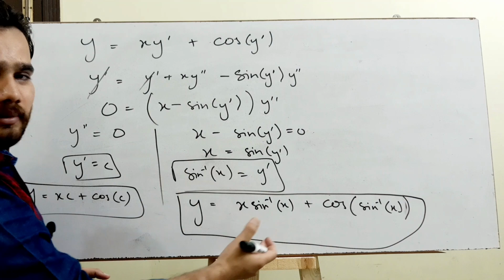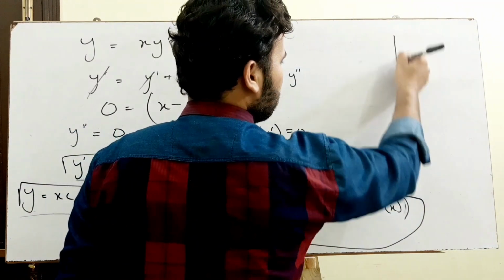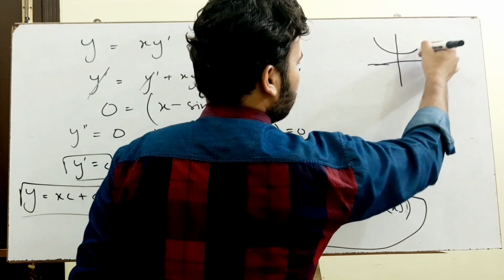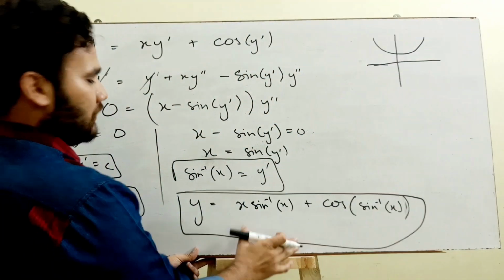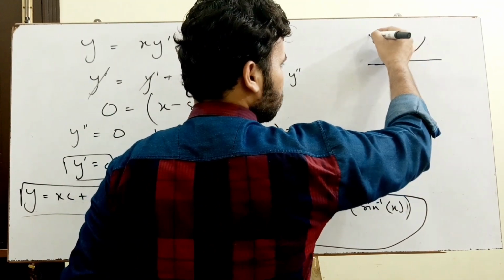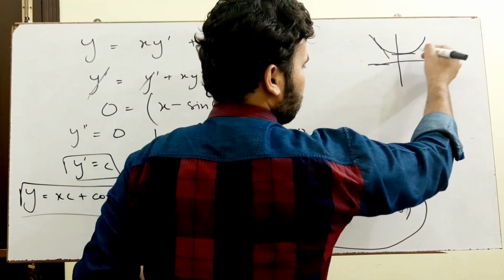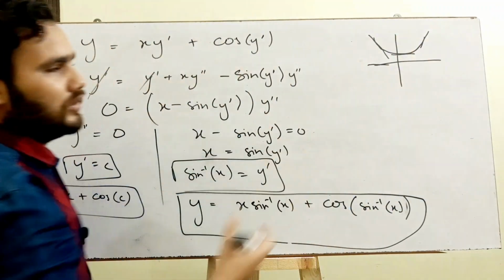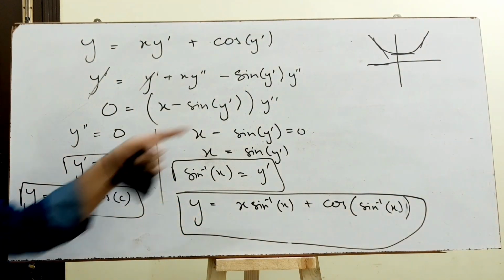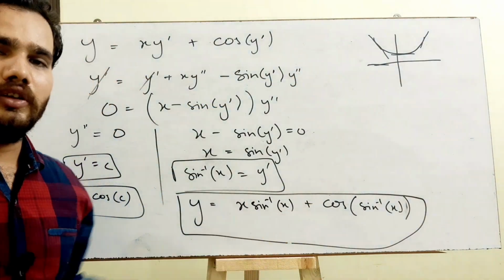The graphical behavior of both is just like this. If this is x and this is y, then this is the curve, and all the solutions will be just like this: straight lines. Sorry, my drawing is not good, but you can see that all the straight lines will be tangent lines to this solution, the singular solution.